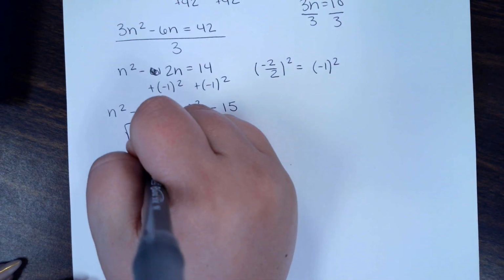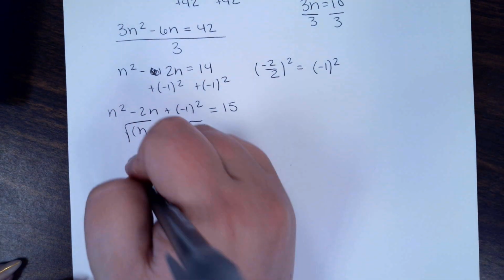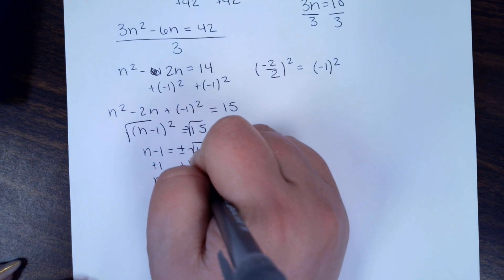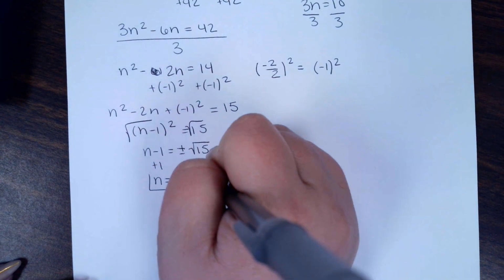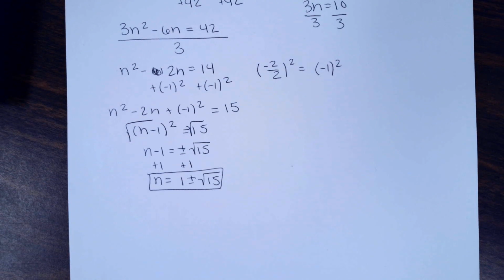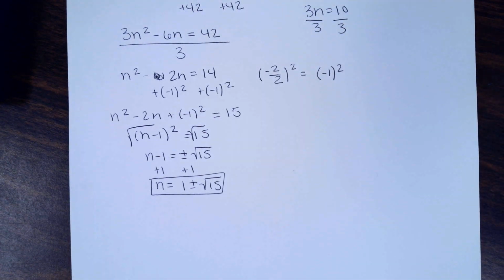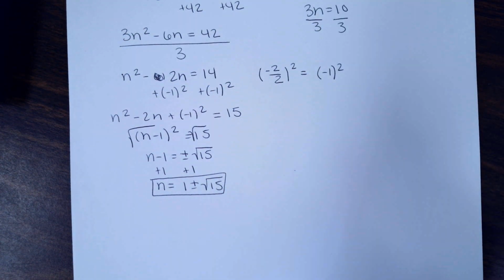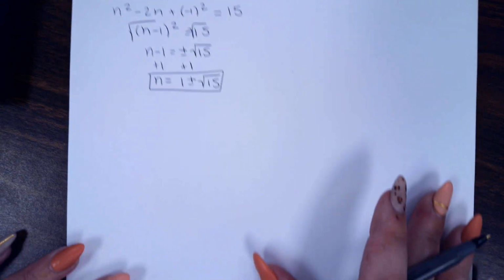To get n by itself, we're going to add 1 to both sides. So n equals 1 plus or minus the square root of 15. And that is our final answer. So really, the only difference is we've got to divide the whole equation by our leading coefficient. It's the only change from yesterday's lesson. All right, let's look at one more example.